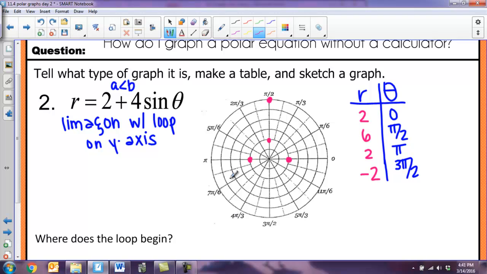And so since I know that this is a limacon with a loop, that makes that little lima bean type shape, and then it's going to go up into there and then back around. So there's the picture that I got from this guy.